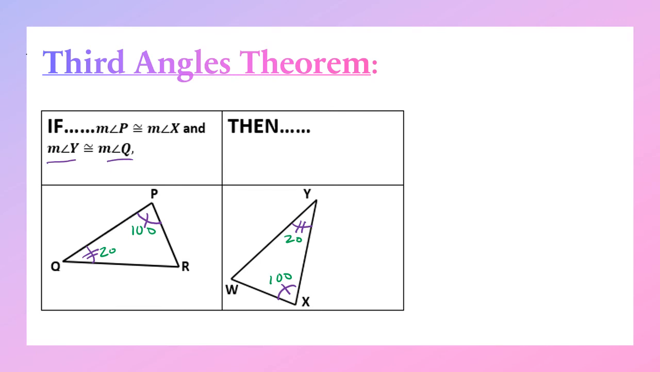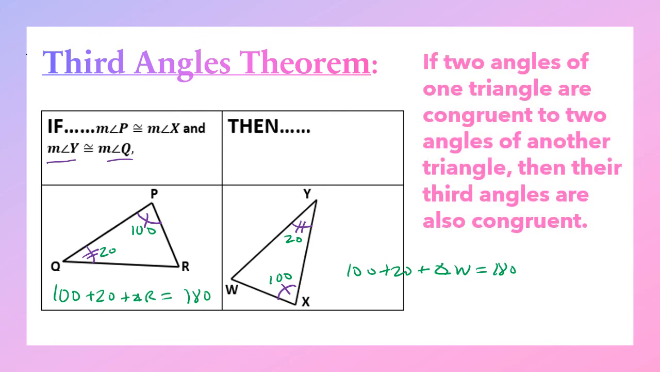So if I think about finding R, 100 plus 20 plus angle R is going to have to add up to 180. And over here, if you take 100 plus 20 plus angle W, that has to equal 180. Angle R over here is going to be 180 minus 120, which is 60 degrees. And over here on the right, if I find angle W, 100 plus 20 is 120, and if I subtract 120 from 180, I also get 60 degrees.